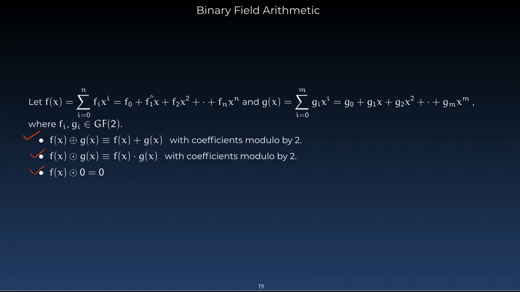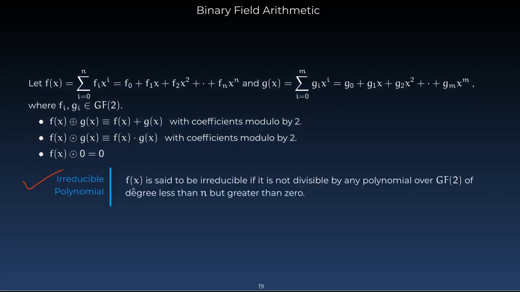Okay, now we have a definition of an irreducible polynomial. If f(x) is a polynomial, it is said to be irreducible if it is not divisible by any polynomial over GF(2) of degree less than n but greater than 0. Let's say the degree of f(x) is n, then it is said to be irreducible if it is not divisible by any polynomial over GF(2) of degree less than n but greater than 0.